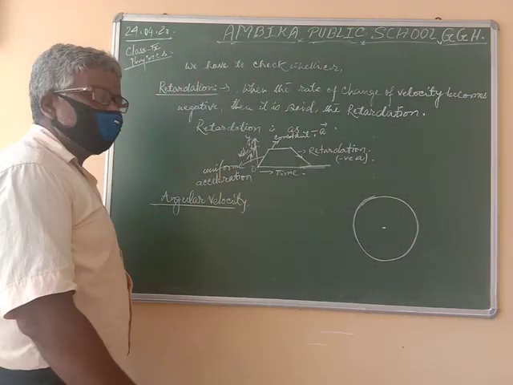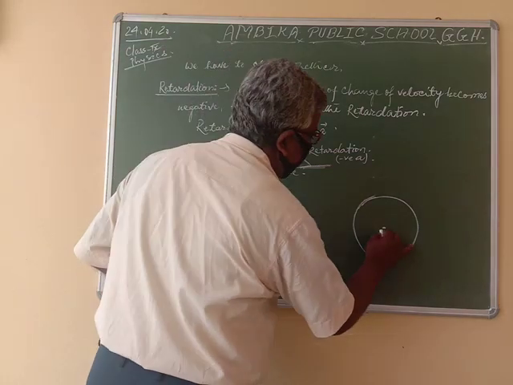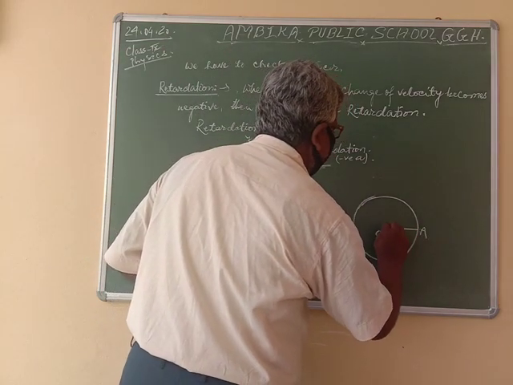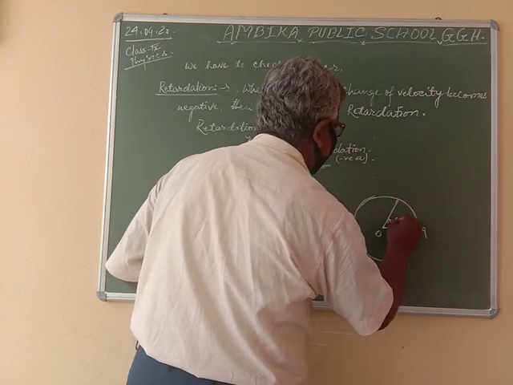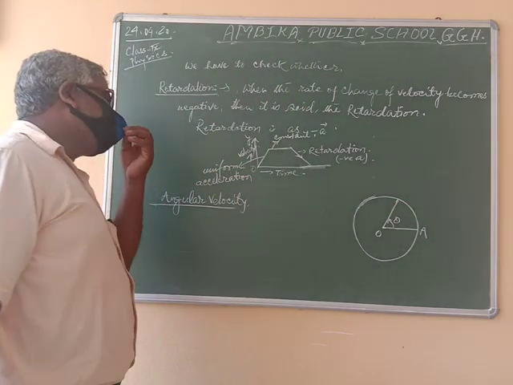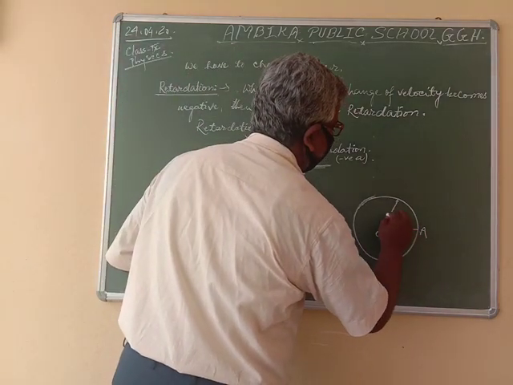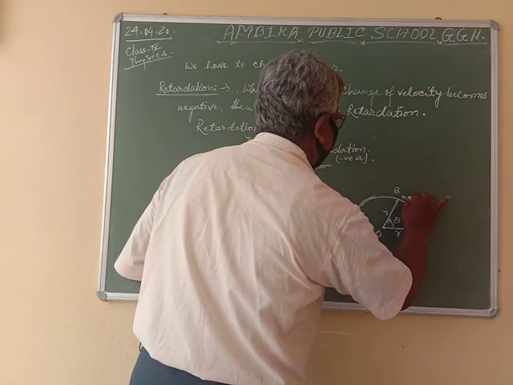This is a circular path and its center is O, this is the radius, and with this respect, it forms an angle theta in anti-clockwise rotation. This is the radius and this is the R, you can say the length.